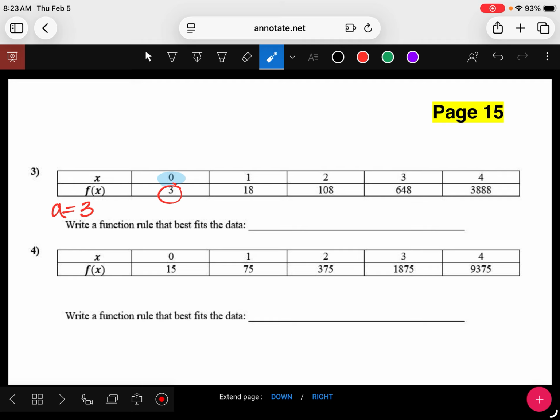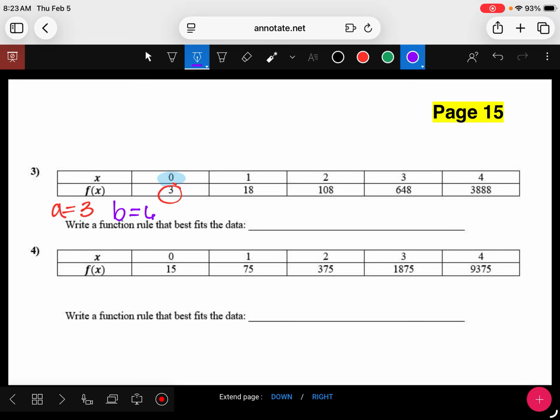So you shouldn't have different multipliers. Take a minute, see if you can figure out what the b value is, and just give me a thumbs up when you know it. So we just got to figure out the number we're multiplying by. Anybody want to volunteer what they got? 6. Anybody else get 6? All right, so that means my b value is 6.